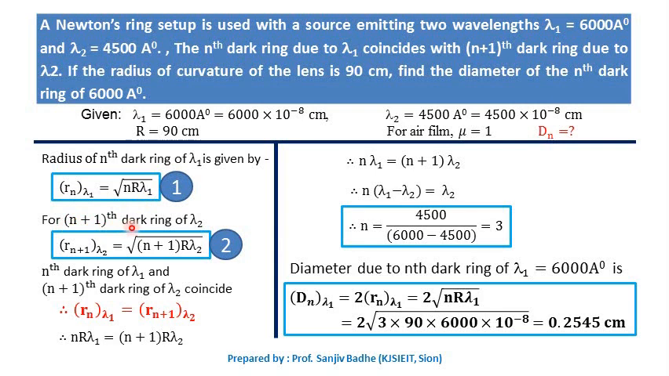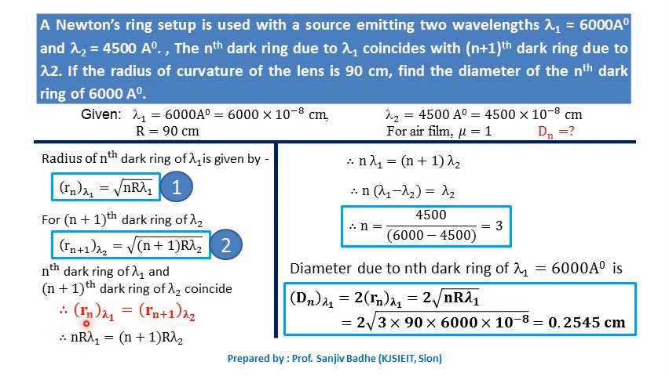For the n plus 1th dark ring of lambda 2, we can write r n plus 1 lambda 2 equal to square root of (n plus 1) r lambda 2. So here n is replaced by n plus 1, lambda 1 is replaced by lambda 2. Now it is given that the nth dark ring of lambda 1 and the n plus 1th dark ring of lambda 2 coincide. So the radius of the nth dark ring due to lambda 1 must be equal to the radius of the n plus 1th dark ring due to lambda 2.